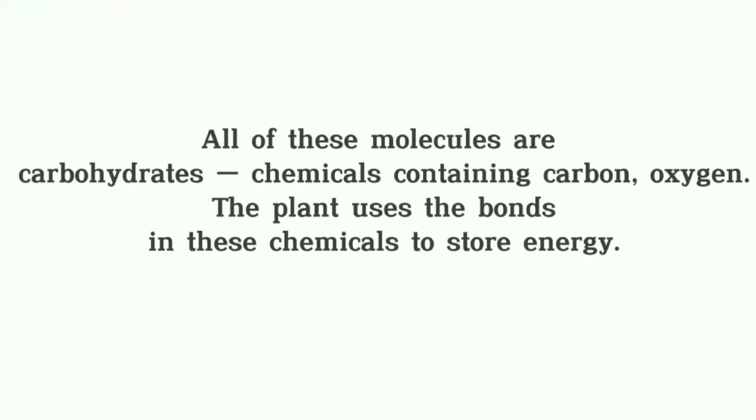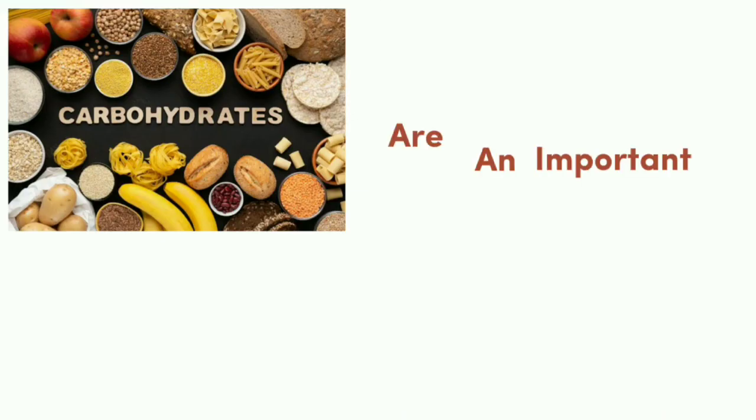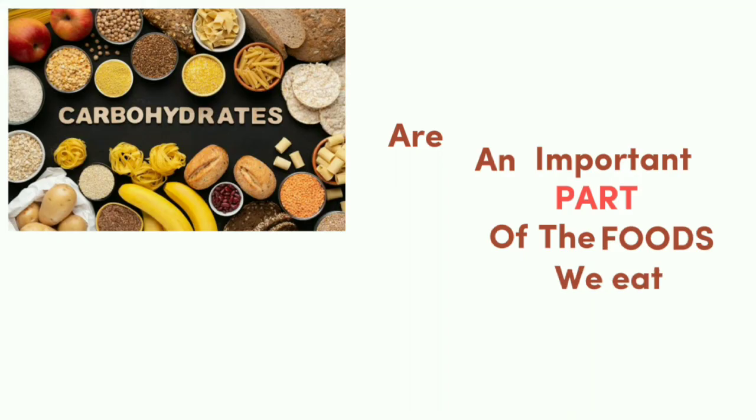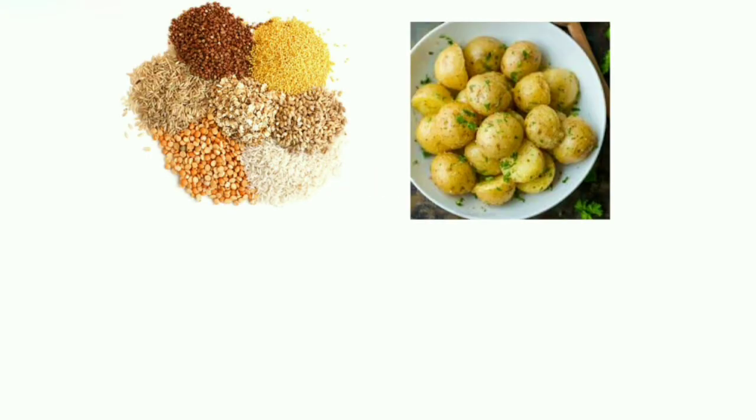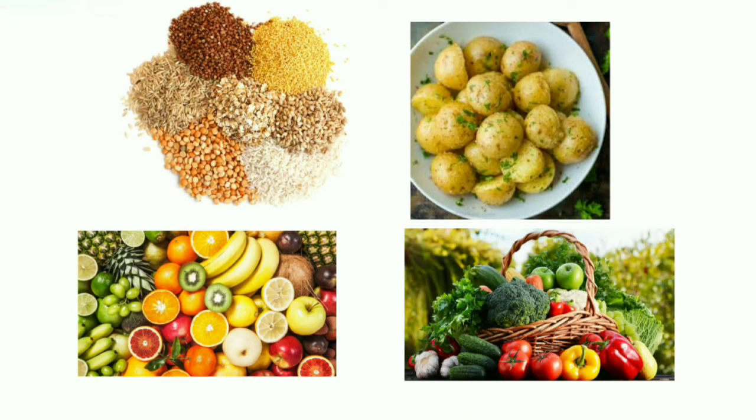All of these molecules are carbohydrate chemicals containing carbon, oxygen, and hydrogen. The plant uses the bonds in these chemicals to store energy. But we use these chemicals too. Carbohydrates are an important part of the foods we eat, particularly grains, potatoes, fruits, and vegetables.